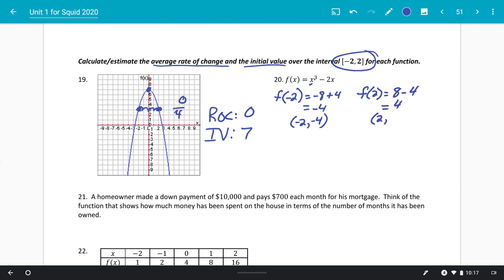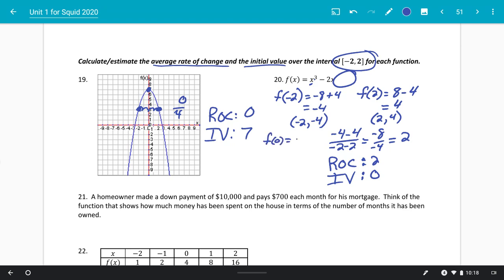So the second point is 2, 4. Now I use my slope formula and go negative 4 minus 4 over negative 2 minus 2, which is negative 8 over negative 4, or 2. And then my initial value is right there on the end. So my rate of change here is 2, and my initial value is 0. I could plug in f of 0 if I wanted and realize that that's 0 minus 0, which is 0. But that's doing it the hard way.